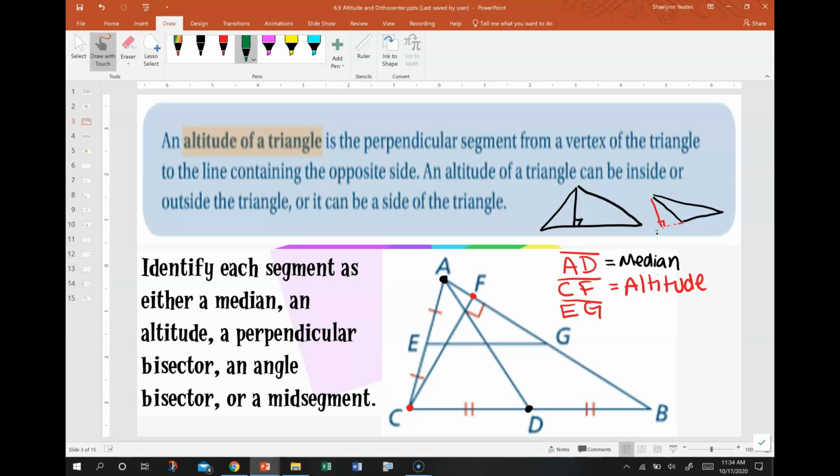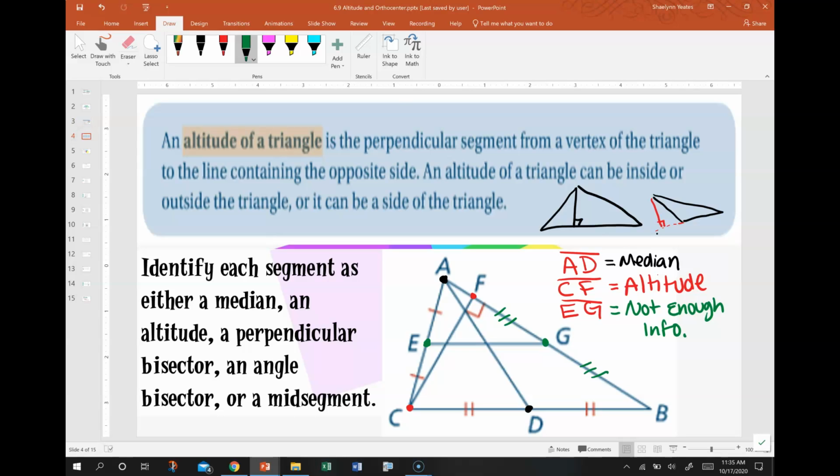Now let's look at the line EG. It's going from the middle of one side to some point on the other. And it doesn't say anything. Doesn't say if it's parallel. That one looks like it could possibly be a mid-segment, but because we don't know if this is cut in half, we cannot say. So, not enough info.